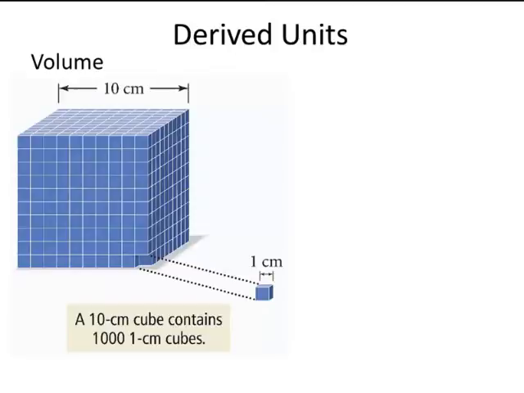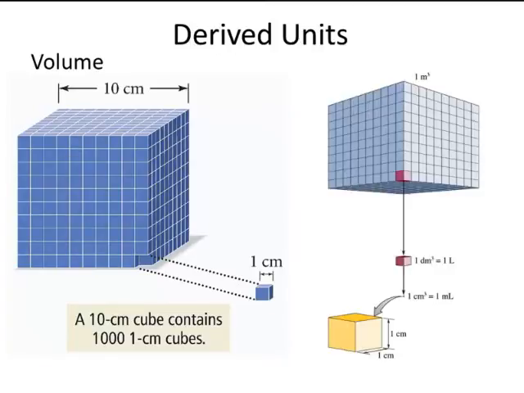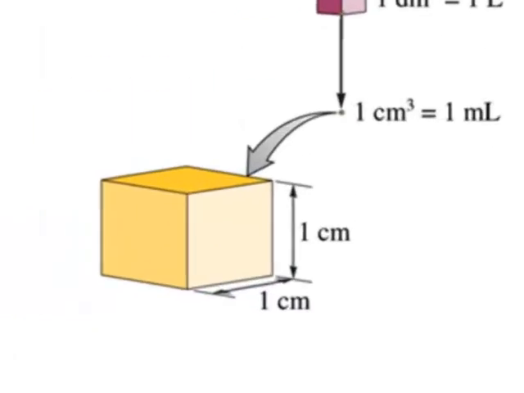All right. So let's talk about something called derived units. So we're going to take some of these base units and create new units from them. So for example, volume is a derived unit from length measurement. A cube is going to have a length, a width, and a height, all of which are going to be length measurements. When we multiply length times width times height, we get the volume of a cube. So let's look at the yellow cube in the lower right here. It has a length, a width, and a height of 1 centimeter. So the volume of that cube would be 1 centimeter cubed, 1 centimeter raised to the 3rd power.